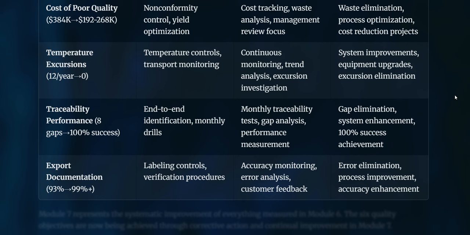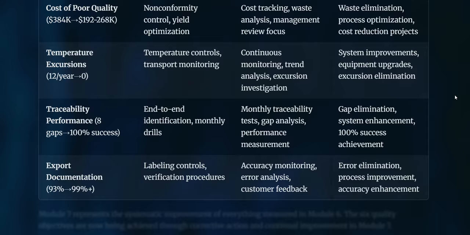Our fifth objective is traceability performance, and we want to eliminate 8 gaps of traceability and ensure 100% success. From Module 5, operations, we have end-to-end identification and monthly drills. And then from Module 6, which is performance, we do have monthly traceability tests, gap analysis, and performance measurement. Today, in Module 7, improvement, we will have gap elimination, system enhancement, and 100% success achievement of traceability.